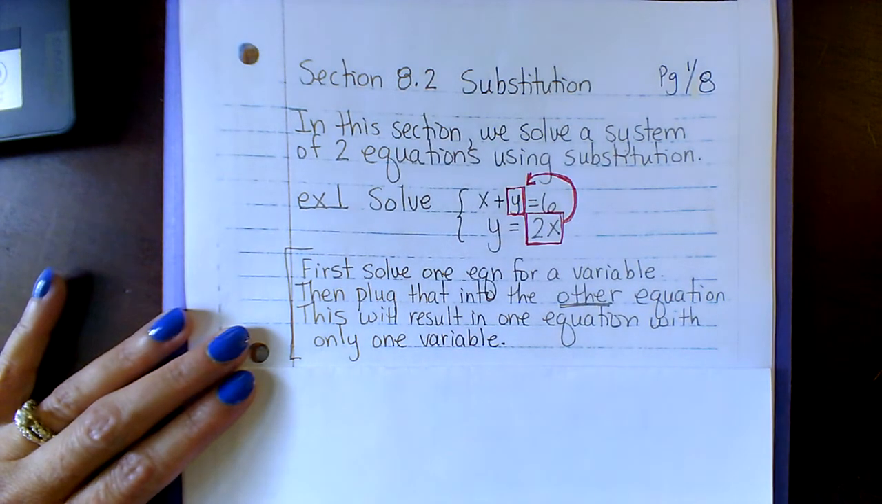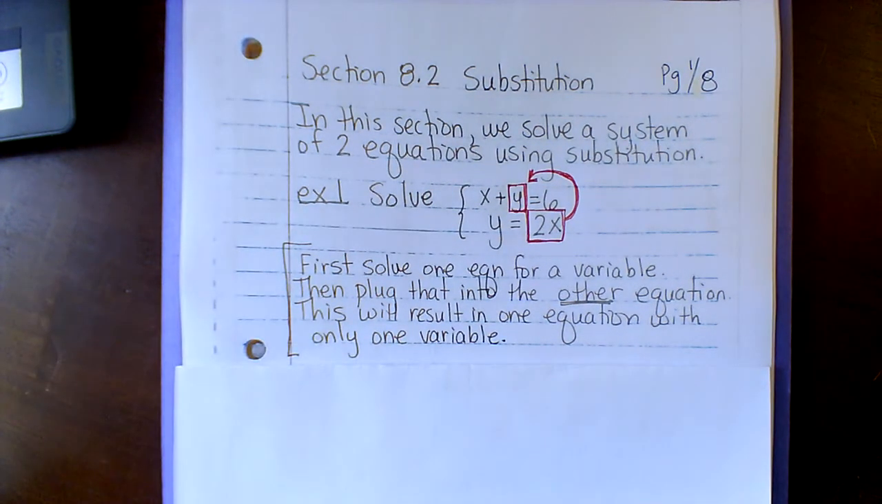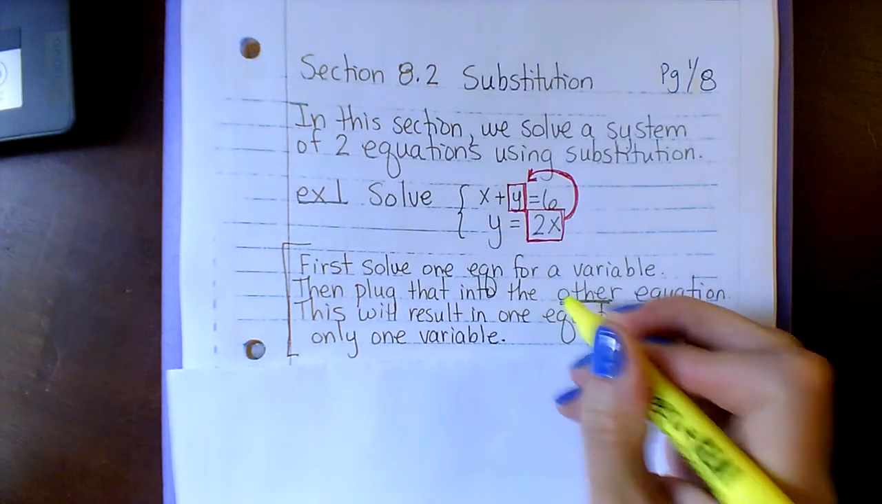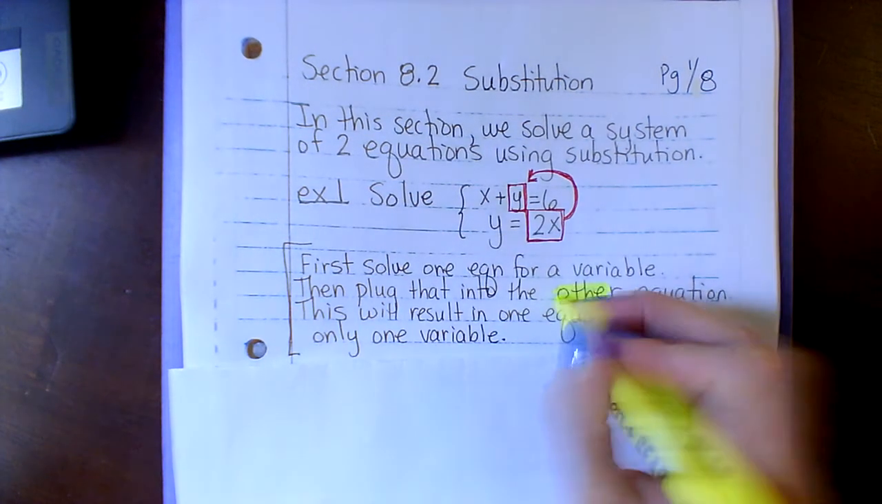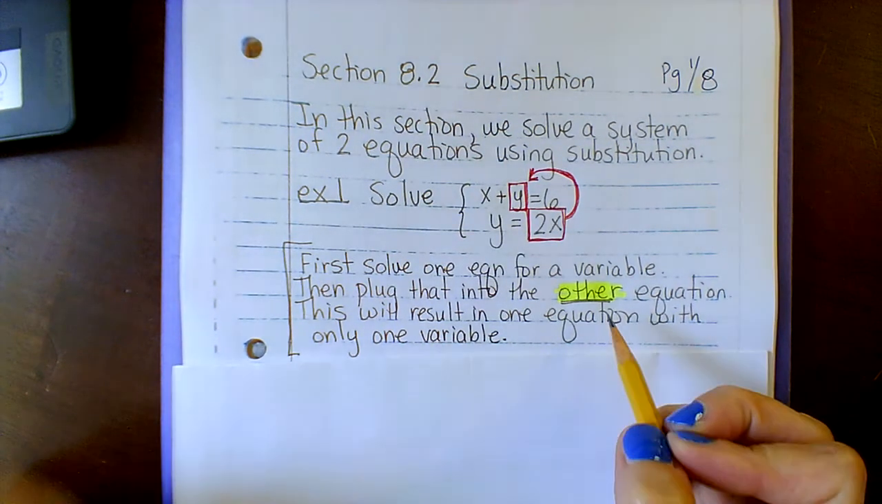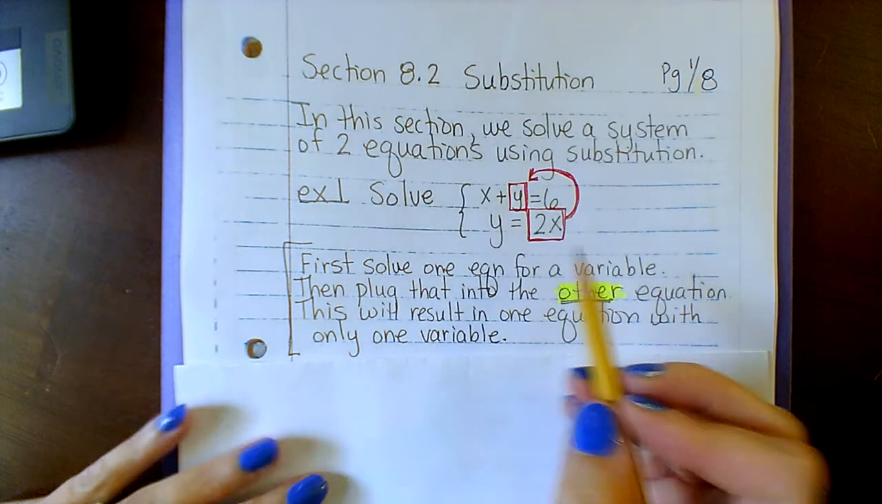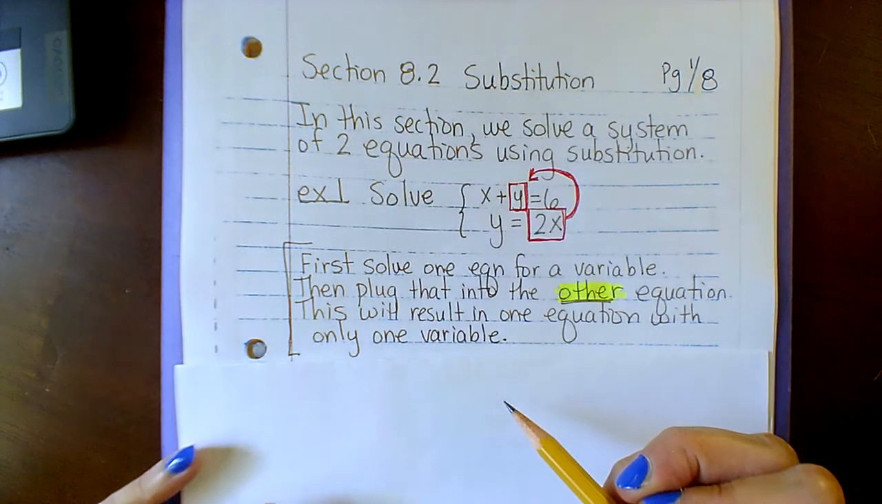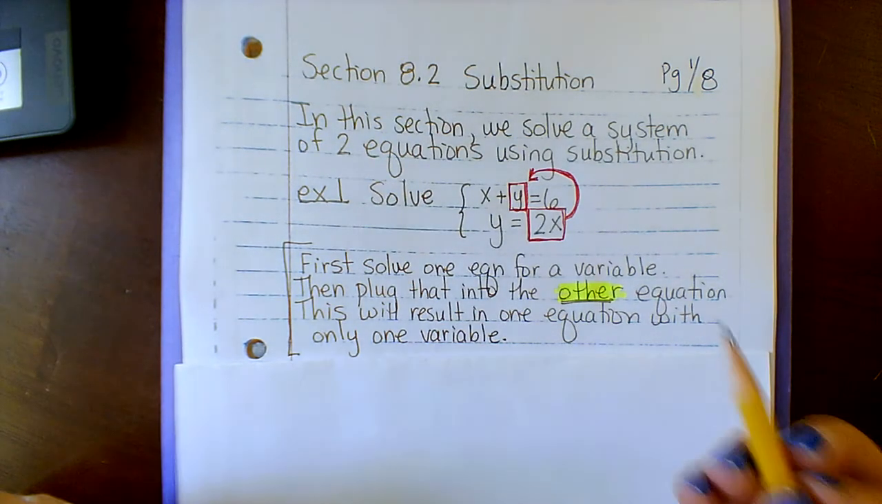Now you have to be really, really careful because one of the most common mistakes is right here. Most students who make big mistakes on this do it because they accidentally substitute into the same equation. So they forget to substitute into the other one.